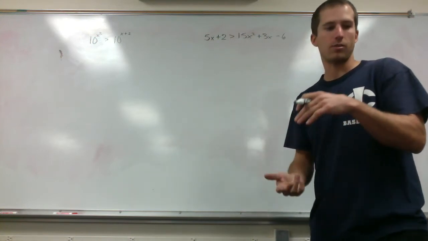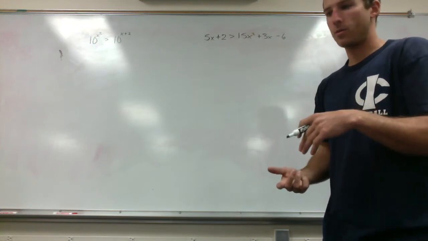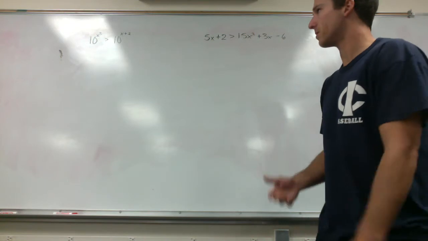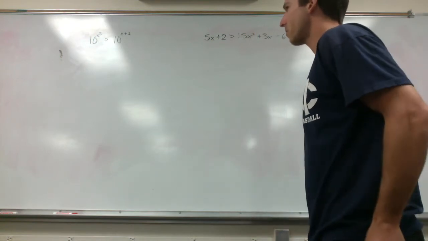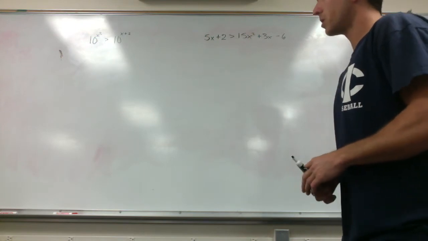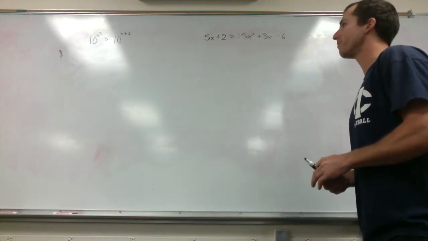It has to either cross 0 or it has to jump it. The only way for it to cross 0 is if it equals 0. The only way for it to jump it is if it doesn't exist. So if I'm looking at our first inequality, 10 to the x squared is greater than 10 to the x plus 2.